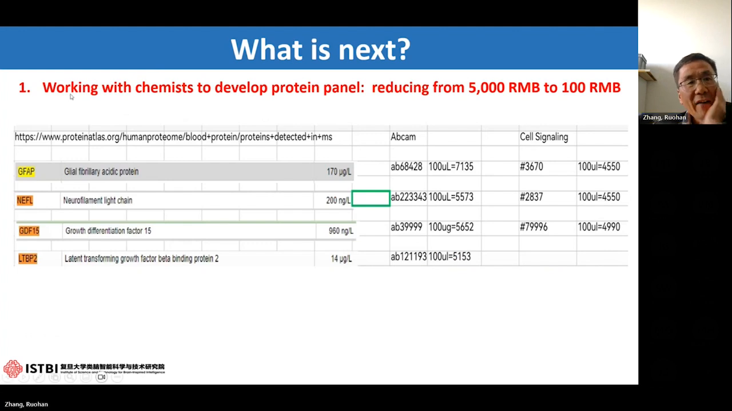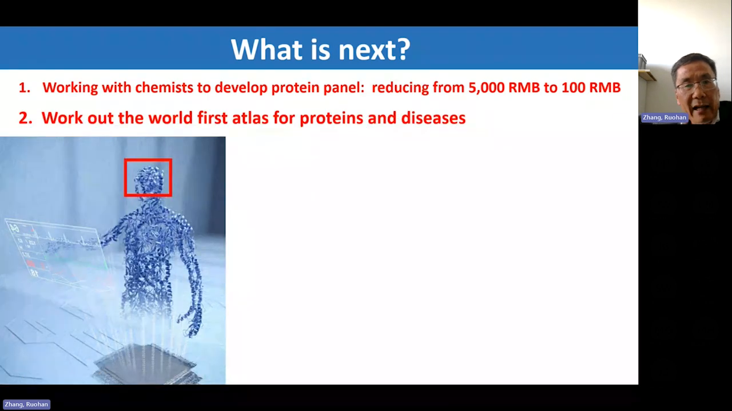Okay, so what we are doing at the moment as follow-up: we are working with chemists to develop protein panels. We concentrate on one to three proteins, for example, so we can reduce the price from a few thousand Chinese yuan to possibly 100 yuan, so normal people can use it, for the prediction in healthy people in particular. That's one thing we are doing. And the second thing we follow up is we look into the brain, for Alzheimer's disease, PD or depression, etc.